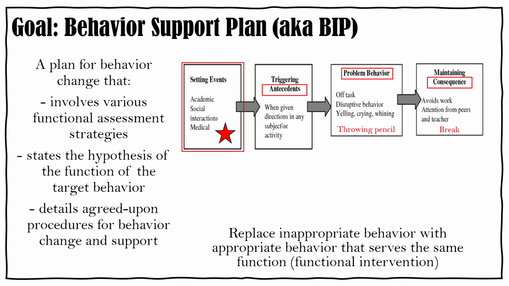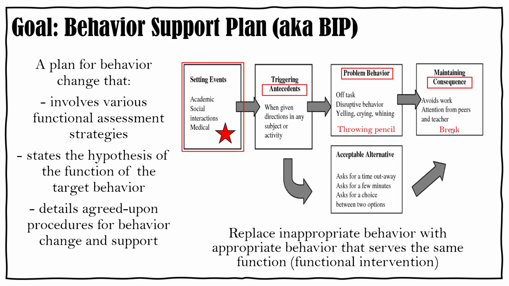So this is what's called a functional intervention. And that's why figuring out the function of the behavior is so important, because the child wants whatever is the maintaining consequence. In this example, they want a break, and you want them to be able to have a break, but you want them to have a break for engaging in appropriate behavior, not an inappropriate behavior. So you're going to figure out an alternate behavior. Maybe an acceptable alternate behavior is asking for a timeout or asking for a few minutes. So you're going to replace throwing the pencil with this alternate acceptable behavior, asking for a few minutes. And therefore, it serves the same function. It just is a more appropriate behavior.